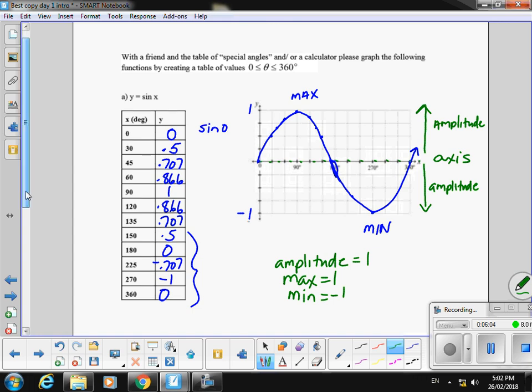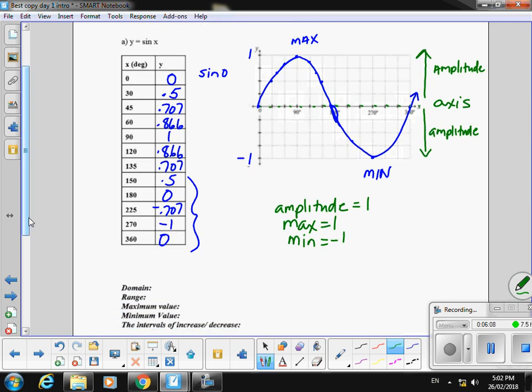So the length of time that it takes to do one cycle is called a period. Time for one cycle is called the period. And the period of y equals sine x is 360 degrees. It takes 360 degrees to go from the middle to the top, to the middle, to the bottom, and back to the middle again. That takes a distance of 360 degrees.